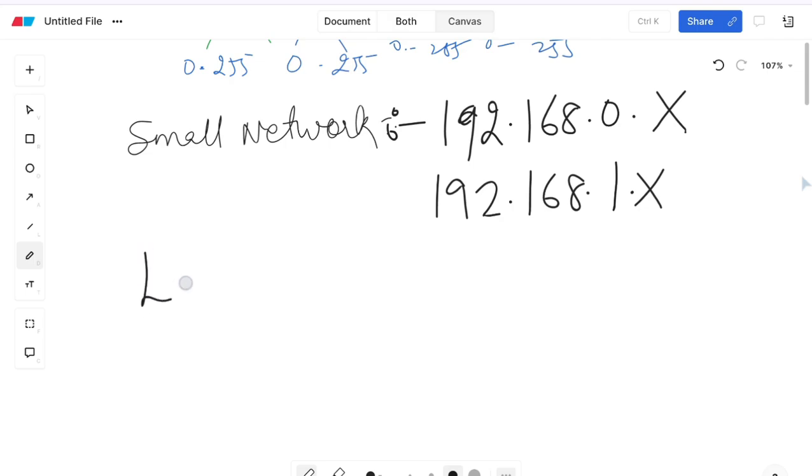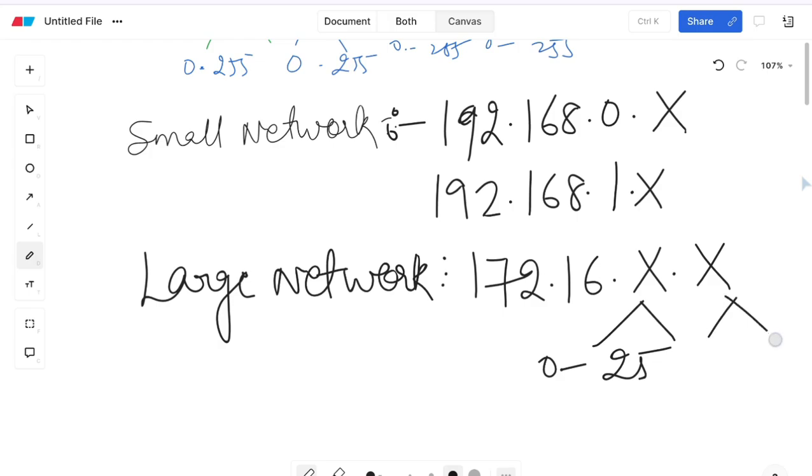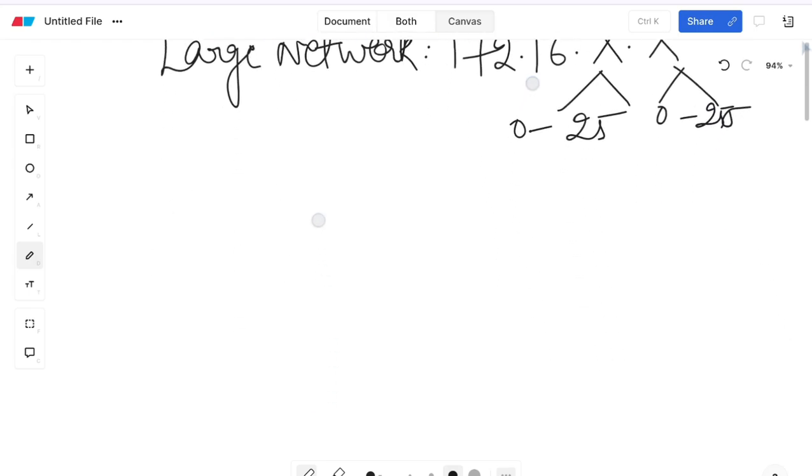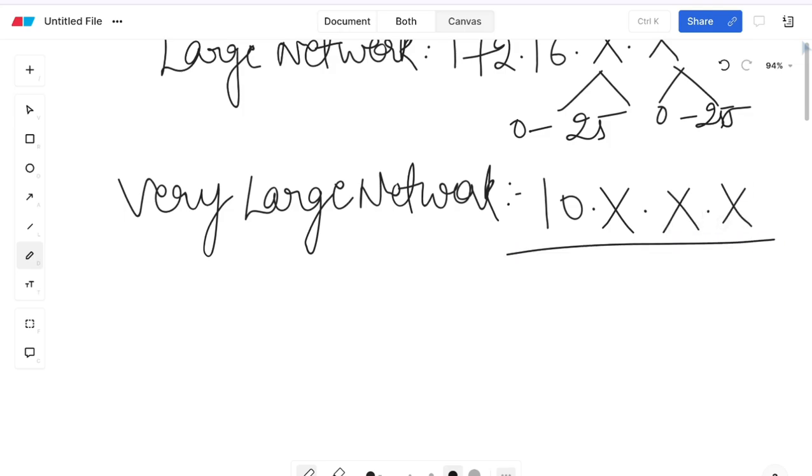When it is a large network, we give it from the range of 172.16.x.x. Okay, so what does it mean? This value will vary from 0 to 255, and again this value will vary from 0 to 255, right? Okay, then we have a very large network. So let's say if your architecture requires a very large network, in that case you will create with numbers like 10.x. Okay, that's a very simple architecture.